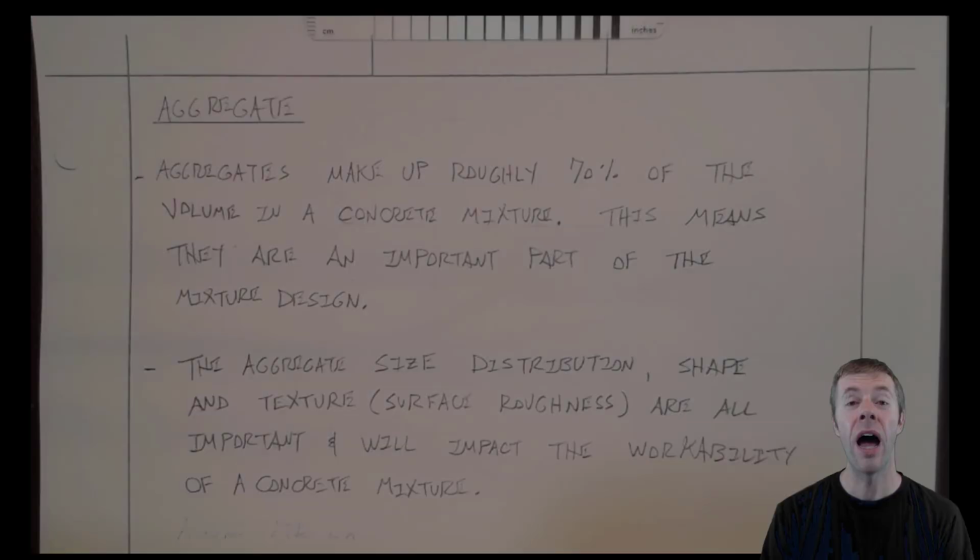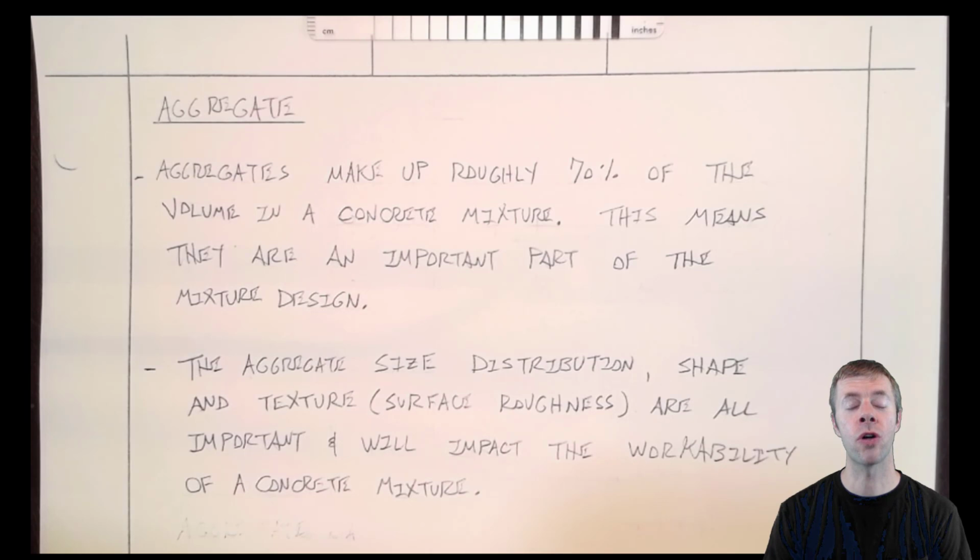Aggregates make up roughly 70% of the volume of your concrete mixture. Because of that, they're really important, and you need to understand how they work and what they're all about.